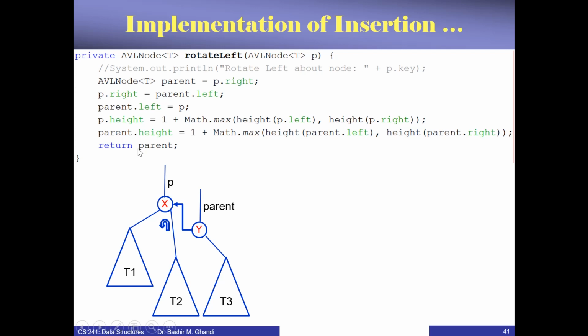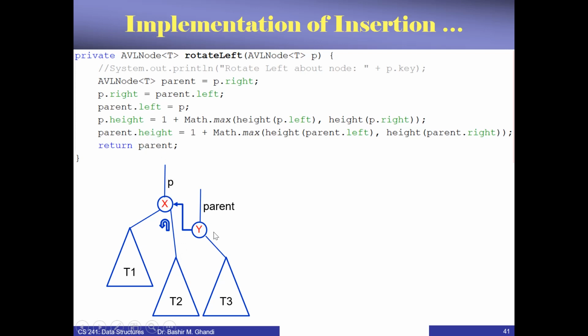Before we move on, we need to update the height of both p and parent, because they're going to change in height. The parent will move up, p will go down. Since we are saving height as a variable in the node, we have to adjust it to the correct value according to the new state. So p.height becomes the maximum of the height of p.left and the height of p.right. Find that and update the height of p to be that.